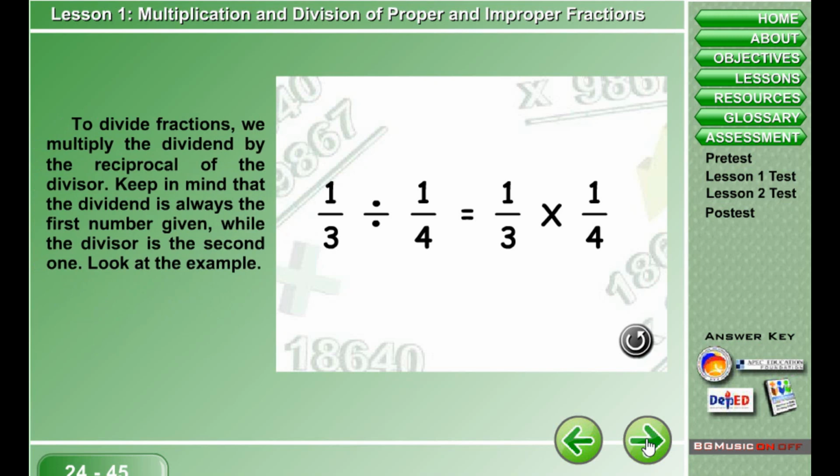To divide fractions, we multiply the dividend by the reciprocal of the divisor. Keep in mind that the dividend is always the first number given, while the divisor is the second one. Look at the example below.